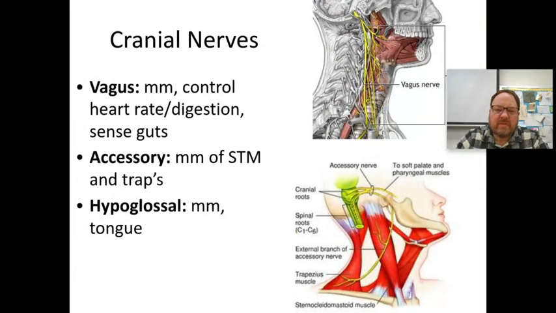The vagus nerve is sort of a funky nerve because it has both sensory and motor functions, but it controls stuff that's in the thoracic cavity. So it can help with controlling your heart rate, and it's really well connected with our guts, our intestines. So we can sense what's going on in the intestines, and it can control digestion. The accessory nerve runs to the sternocleidomastoid and the trapezius muscle. So it helps you shrug your shoulders and turn your head. And then finally, the hypoglossal nerve runs to your tongue, and we use that when speaking.